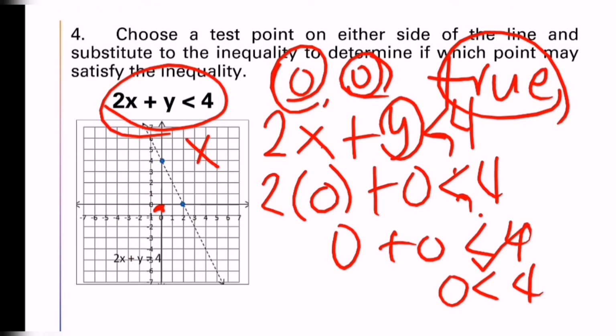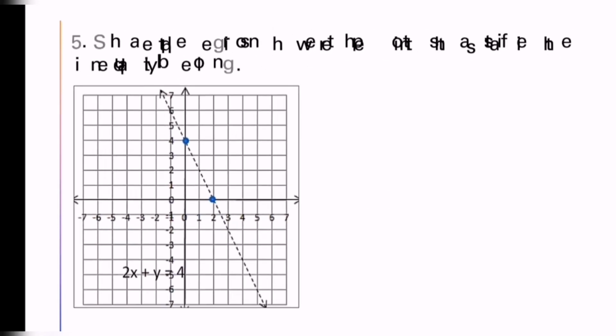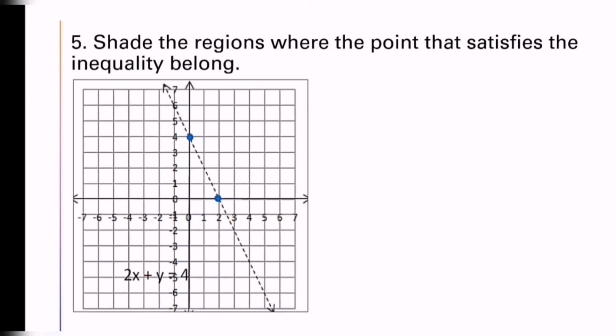It's true that when you substitute 0 and 0 doon sa inequality, maaari kang magkaroon ng tamang inequality. So ngayon, ano ngayon ang ibig sabihin nito? Papasok ngayon si step 5. You will now shade the regions where the point that satisfies the inequality belong. So, di ba meron tayong dalawang test points, yung sa taas at sa baba? Kung alin yung nag-true sa kanilang dalawa, iyon po ang inyong shadan.